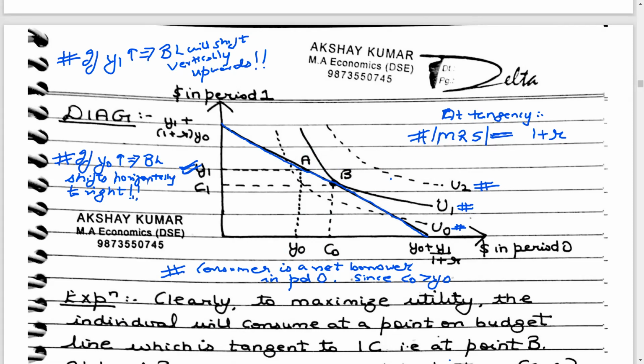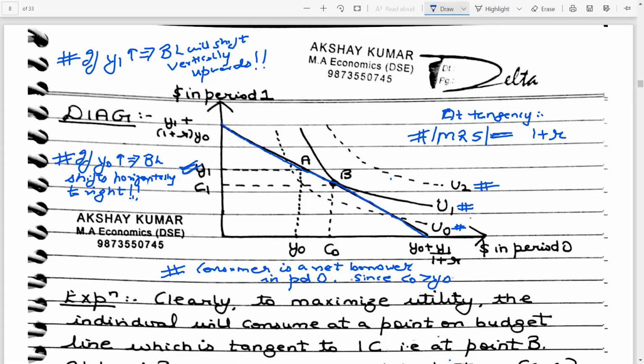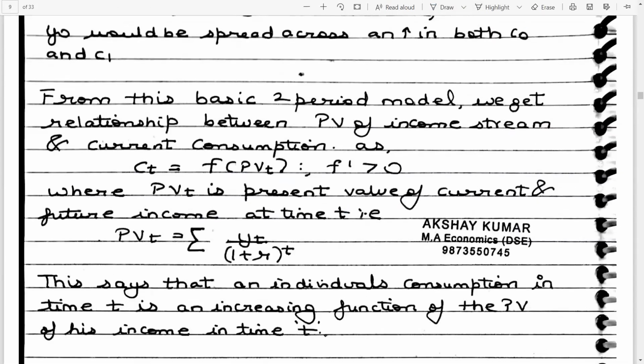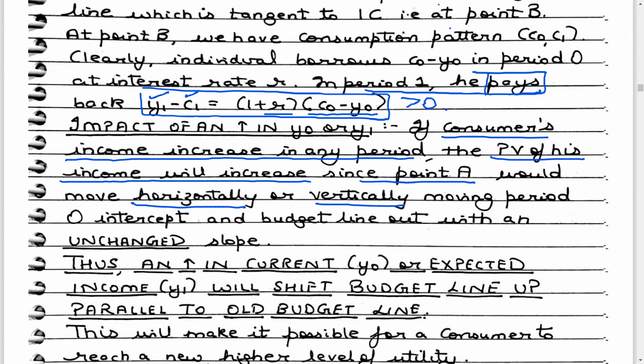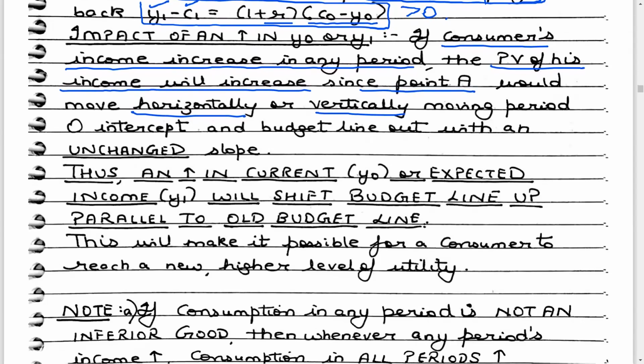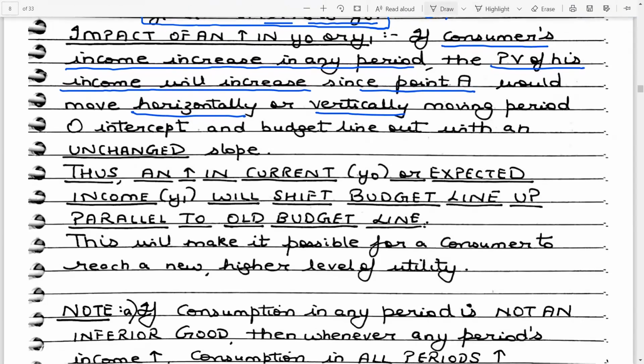So what do we learn? An increase in Y0 or Y1 will cause the budget line to shift. An increase in Y0 will cause the budget line to shift horizontally to the right. An increase in Y1 will cause the budget line to shift vertically upwards. So you can clearly see the impact of an increase in Y0, Y1. Let's read up this line, which you can see on your screen.